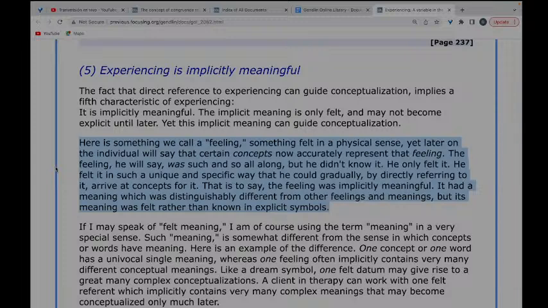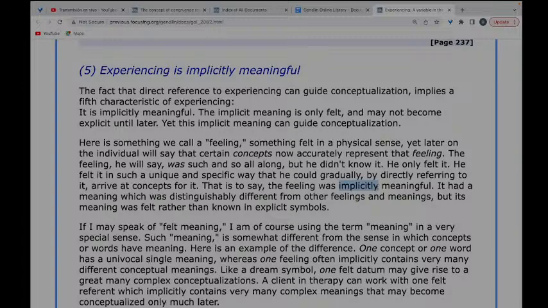Okay, so you basically said this, right? That the feeling was implicitly meaningful, that there was meaning in it, but it was not yet explicit, right? It was in there, almost like hidden in a way. That's what I'm using as another word for implicit right now: almost like hidden in there, but definitely there.